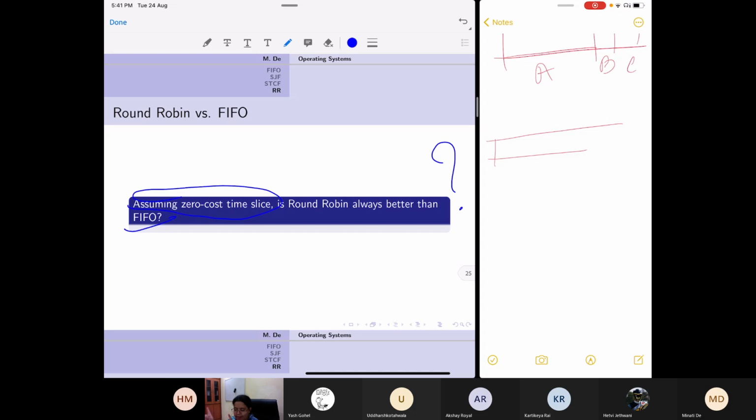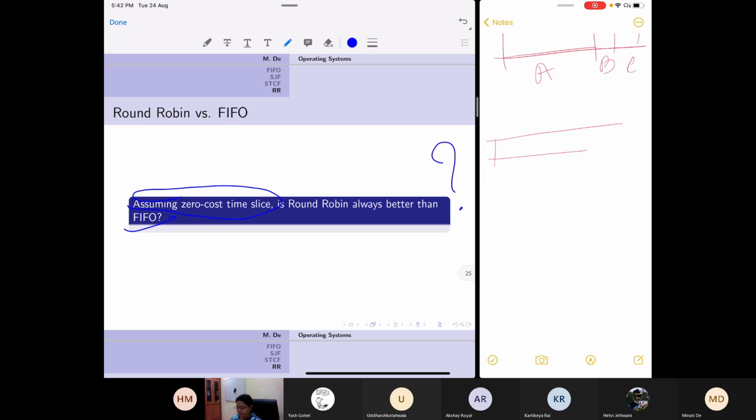if you are going to implement round robin, there is an overhead, right? That overhead is basically the context switch overhead. If the time slice is very small, it's going to give you a huge overhead. So assume that this overhead is actually 0, even if you implement round robin with any time slice. Let's assume that. Now the question is, if that is the case, will your round robin algorithm always perform better than FIFO?